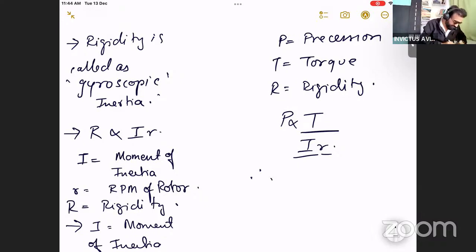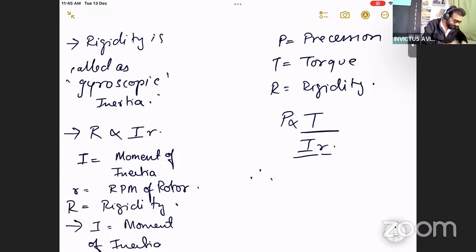So, Manan, what's the formula for rigidity, or what are the factors that increase rigidity? Quick answer. The formula for rigidity is: rigidity is equal to moment of inertia. Rigidity is directly proportional to... Okay. Read it properly, Manan. I'll come back to you.